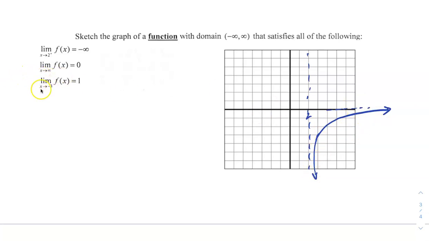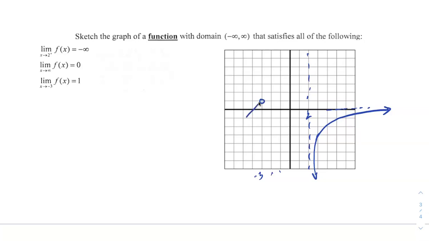So next, the limit as x approaches -3. So -3 is right here. So limit as x approaches -3 is 1. So lots of ways you can do this. For some reason, I always think of limit with the hole in it. So you can put at -3 at 1. There's a little open circle. That's the way I think about it. And I just got to fill out the rest.